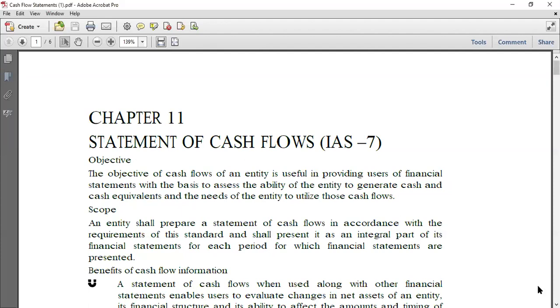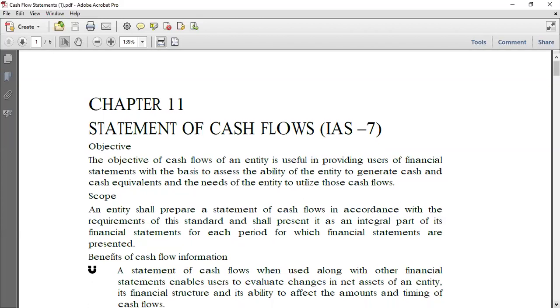So as we can see here, the objective. Of course, this statement of cash flows is also governed by a standard called IAS 7. It is basically IAS 7 that gives us guidance on what exactly to do when it comes to the statement of cash flows. Now, why would we draw up the statement of cash flows? It is because the rest of the other statements do not give us some kind of information.